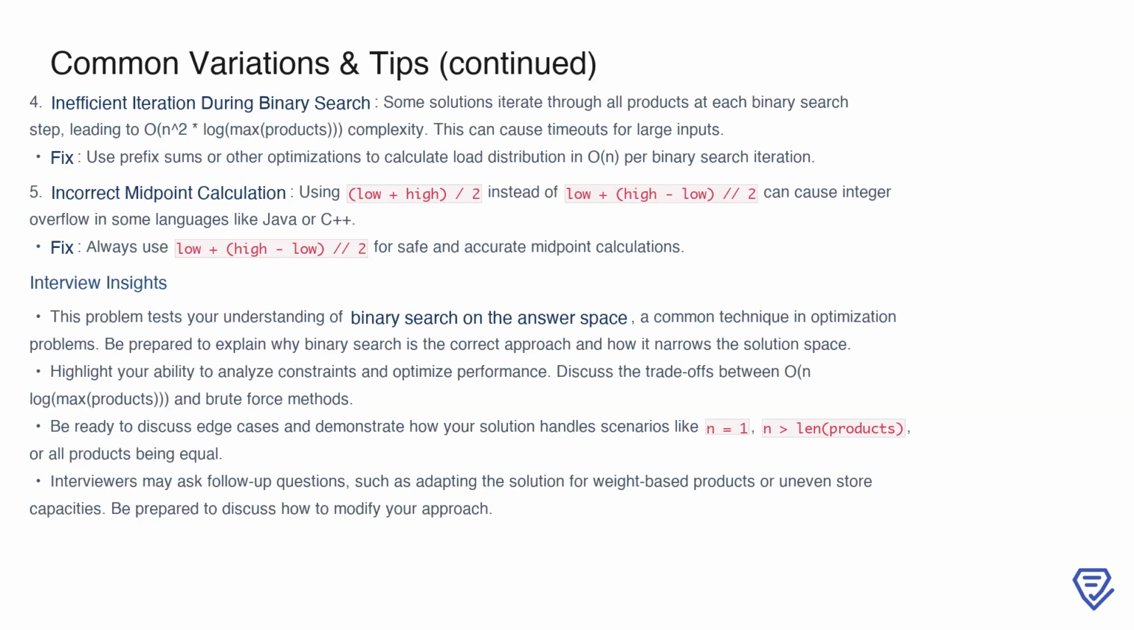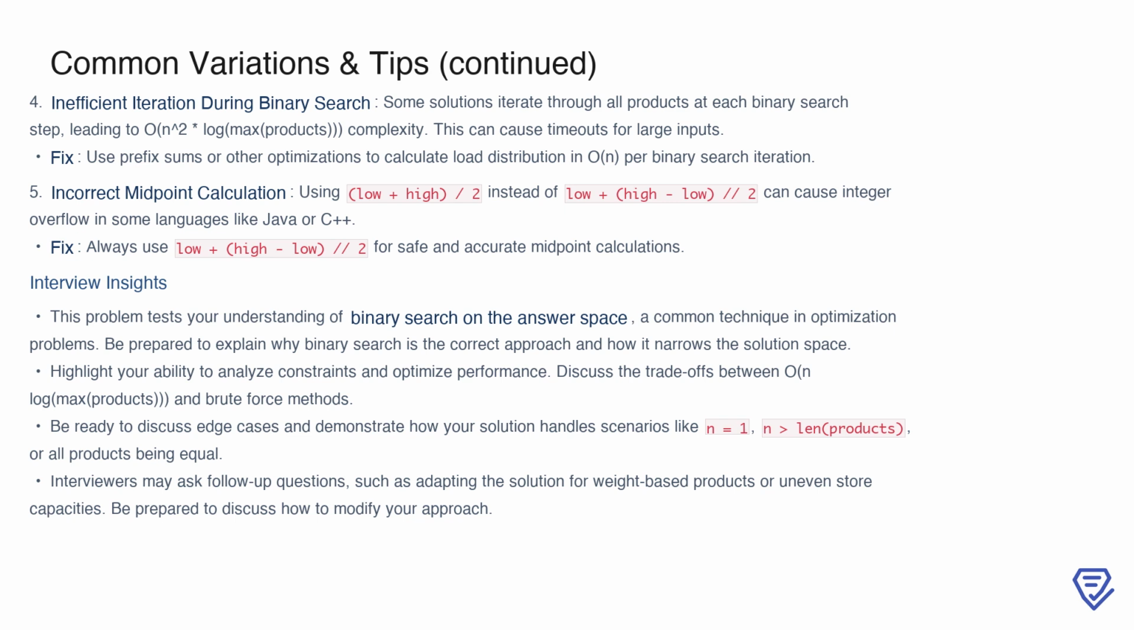Inefficient iteration during binary search is another pitfall to avoid. If your solution recalculates the load distribution by iterating through all products at every search step, the complexity balloons to O(n squared * log(max products)), which can cause timeouts for larger inputs. Instead, you can optimize this by using techniques like prefix sums to calculate load distribution in O(n) per binary search step, significantly improving performance.